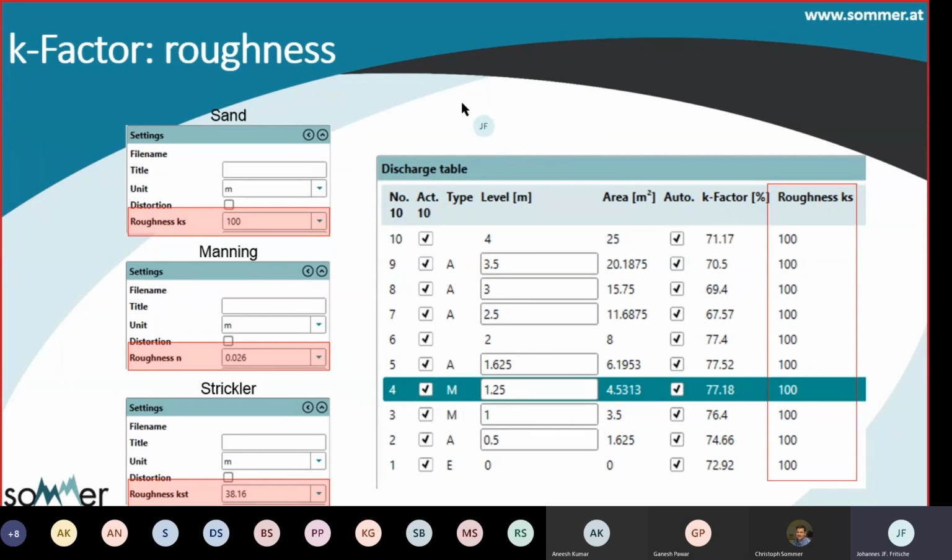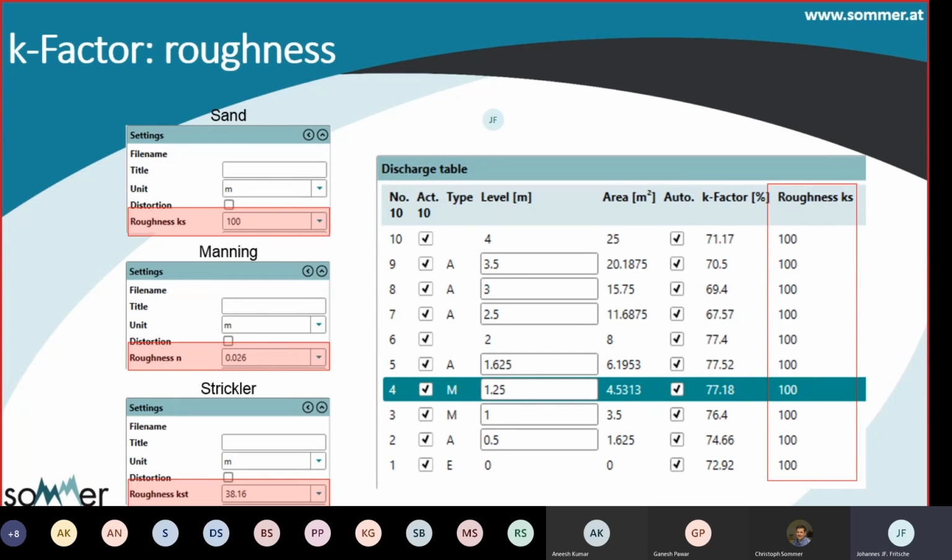Okay, we have said that the K factor is dependent on the roughness. So you can imagine if we have very large rocks in a fairly small river, then the flow velocity is lower than in a channel with very smooth walls where there is little friction for the water, and consequently the K factor is much higher there.